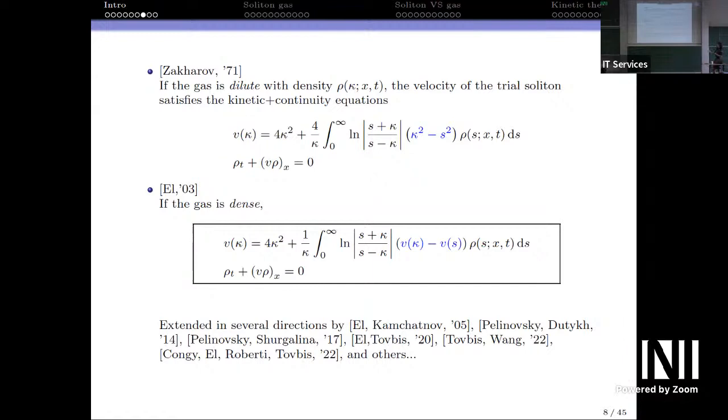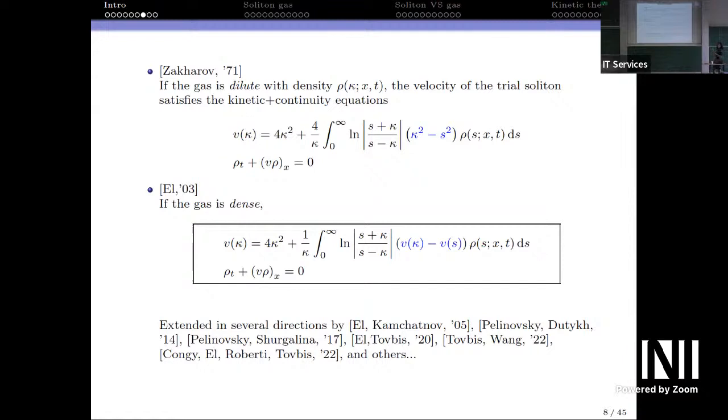But in this case, you can see that it's an implicit equation. So I have V of K and V of K on both sides of the equation, while here I just had a kappa squared and an S squared. Otherwise, it's the same. It's a similar formula, and again, you complement it with a continuity equation.